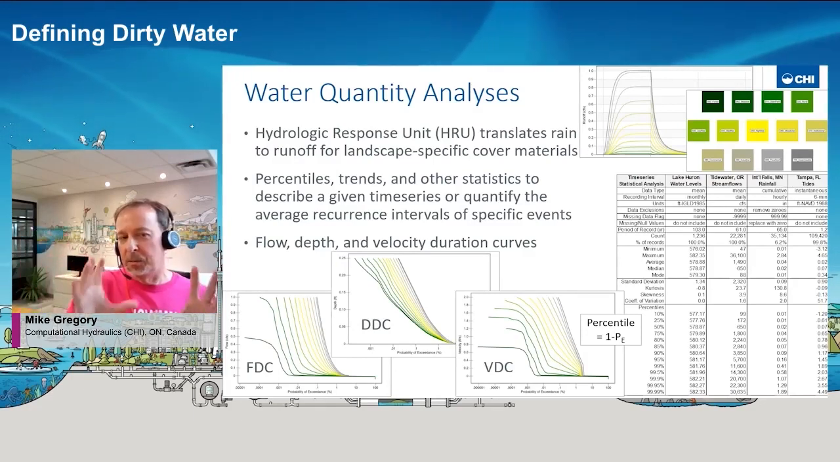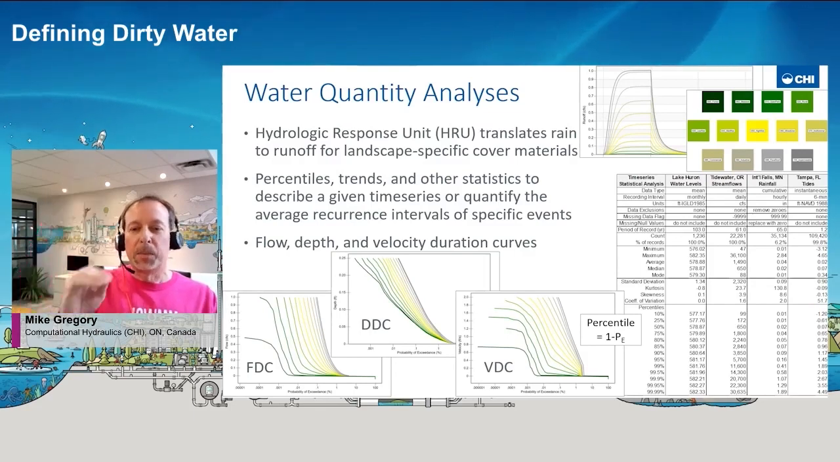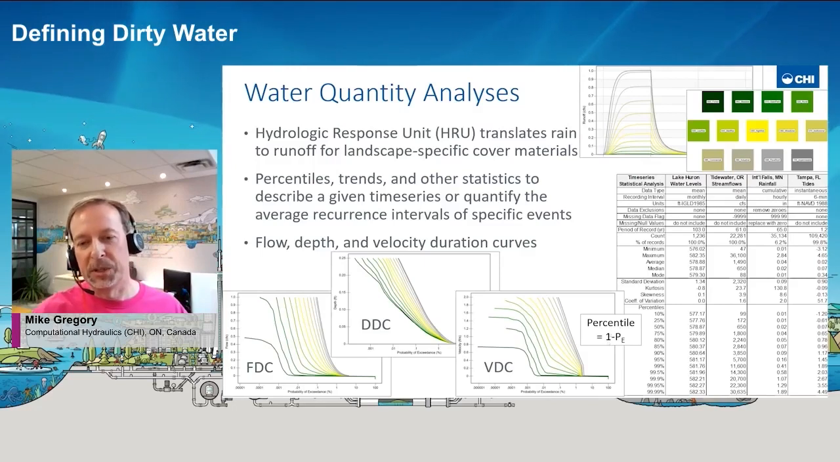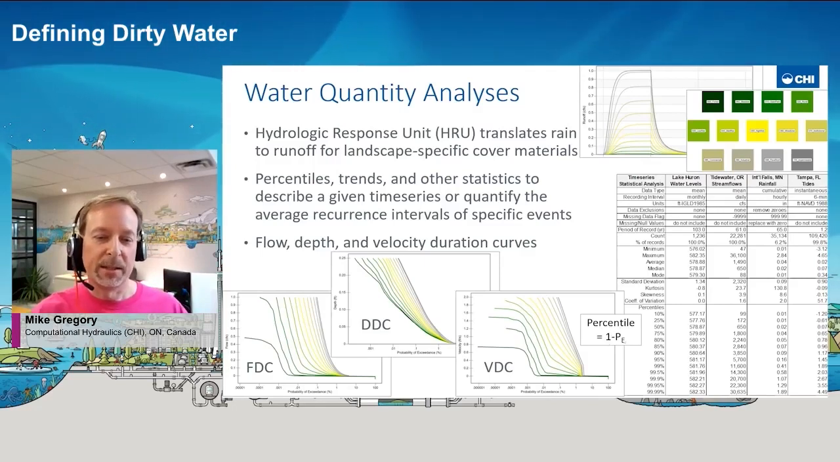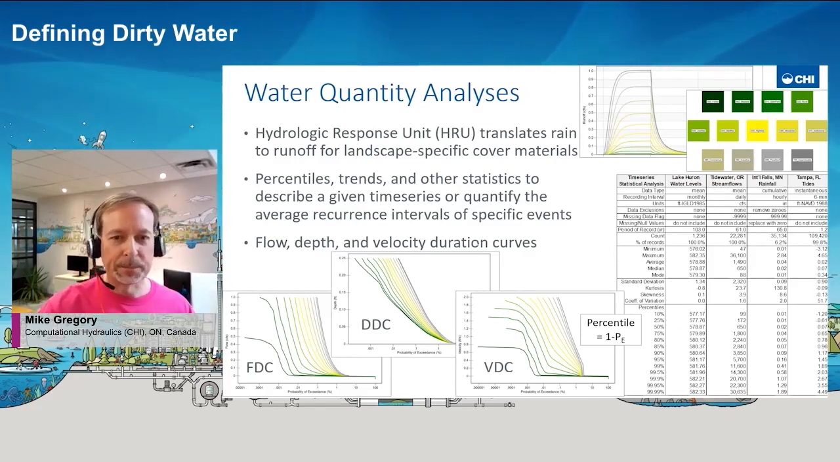So the probability of exceedance is a value or greater. The percentile is a value or less than. So this is how they're linked. Percentile, this is in percentage, percentile equals 100% minus the probability of exceedance. So now we can relate these two things together. We'll come back to that.